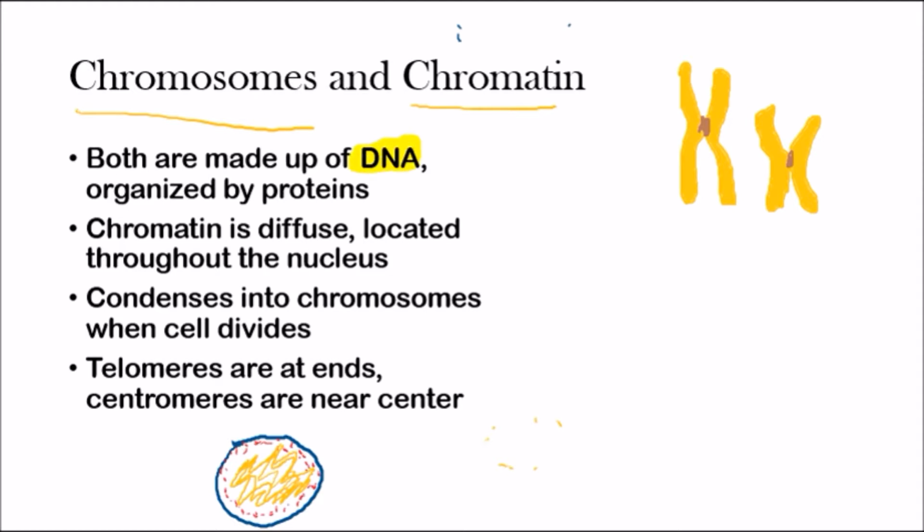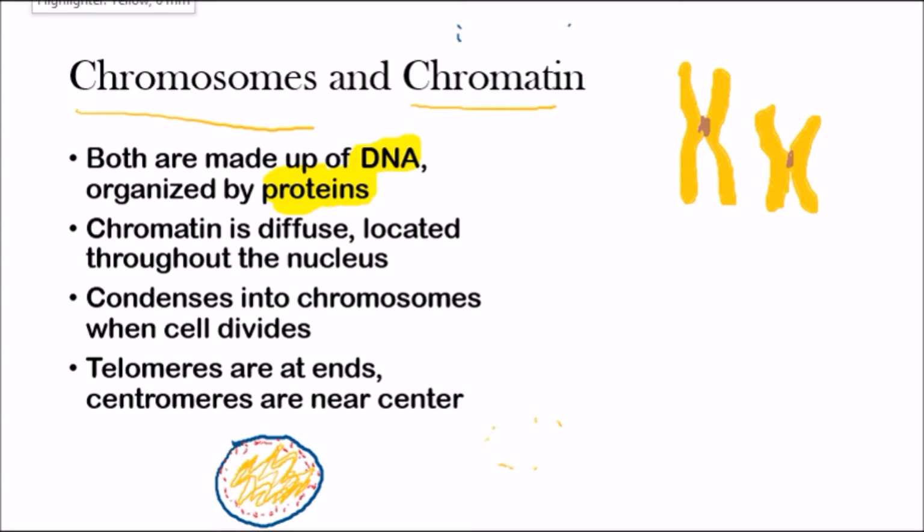Now, if you have no idea what DNA is, that's really bad. I would highly suggest that you go watch our biomolecules unit. DNA is very important. You need to know what that is. So the chromosomes and chromatin are both made up of this biomolecule DNA, and they're also organized by proteins. Okay, now what's the difference between chromatin and chromosomes?